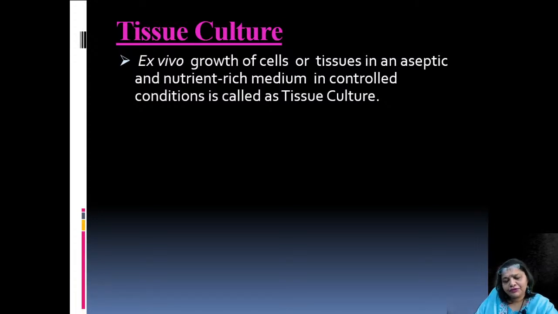So not only temperature, light can be controlled, moisture content and humidity can be controlled. So various physical conditions can be controlled in a laboratory, and that is where the ex vivo growth of cells or tissues is possible under this technique called tissue culture. So tissue culture is that technique in which ex vivo growth of cells or tissues in an aseptic and nutrient-rich medium in controlled conditions is possible.